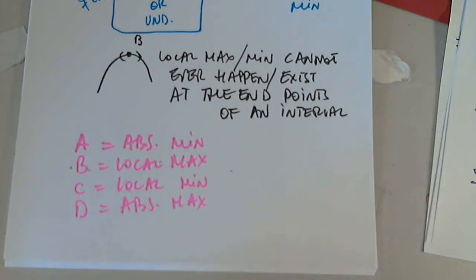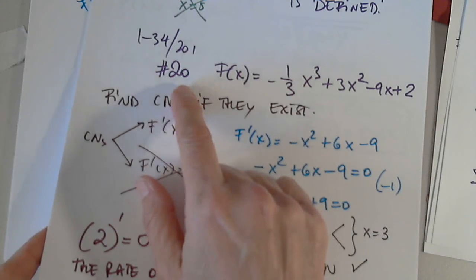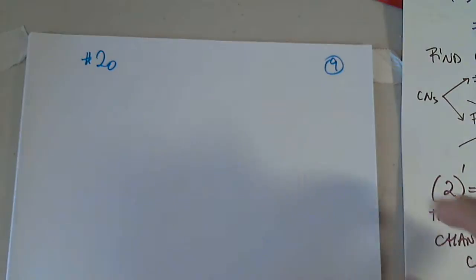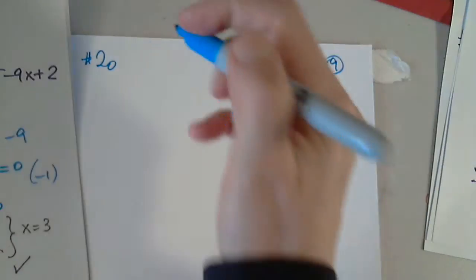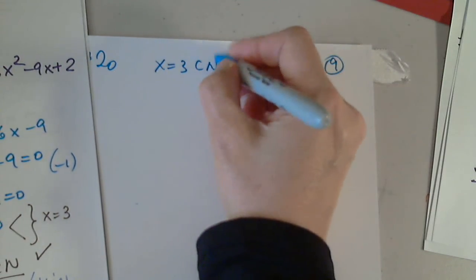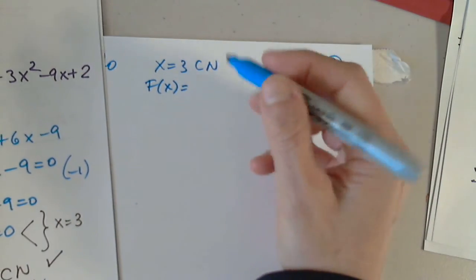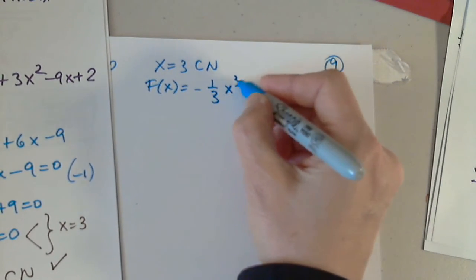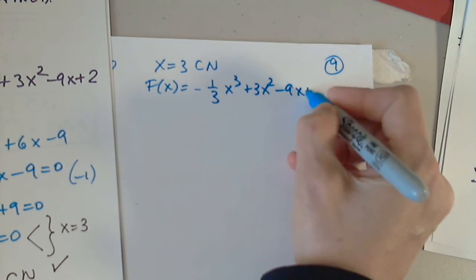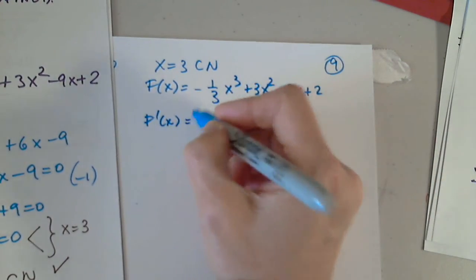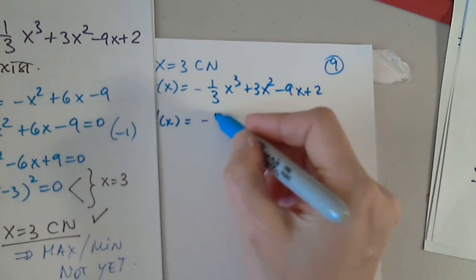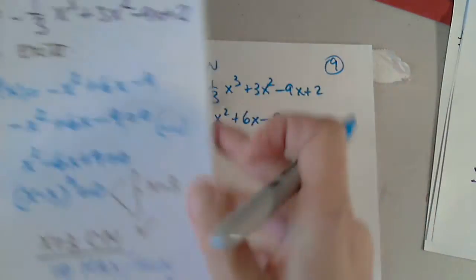Okay. We started with problem 20. So we continue now with problem 20 again, and I'm on page 9. So back to problem 20, in which we found that x equals 3 was a critical number. I have to copy just the first derivative and the function. f of x is negative 1/3 x to the third plus 3x squared minus 9x plus 2, and f prime of x, which was negative x squared plus 6x minus 9.